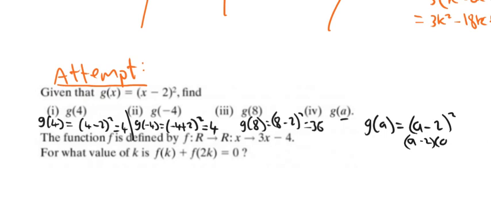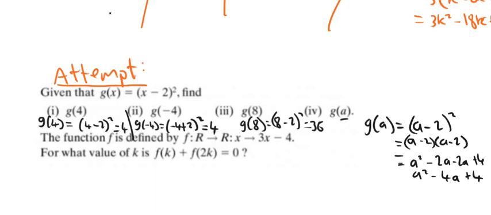And then you can multiply that out if you want, but you don't really have to. It doesn't ask you to give it in any kind of form. So that's a squared minus 2a minus 2a plus 4, so a squared minus 4a plus 4.